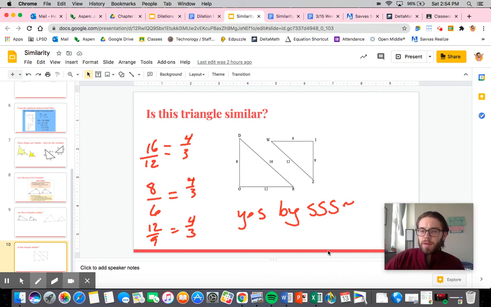All right, so those are the three methods you can use to show that things are similar. You do need to be careful, right? I made a mistake the first time I looked at it in regards to where the 8, the 6, and the 9 went. So you do need to be careful. But ultimately, if you can show that all three are in the same proportion, then these will be similar.